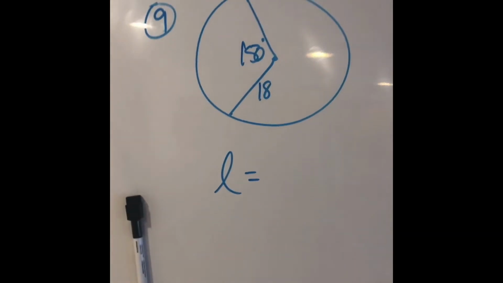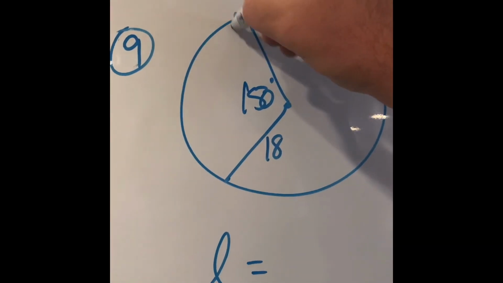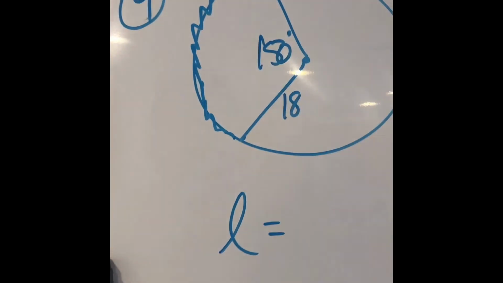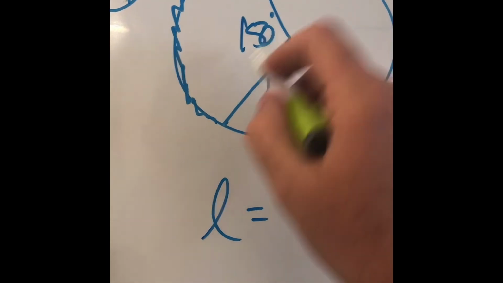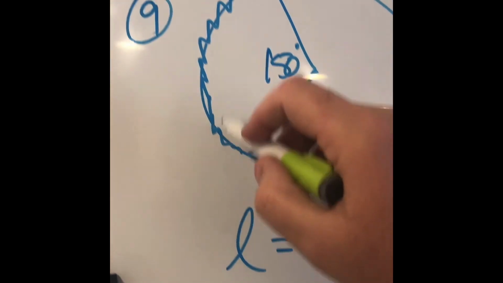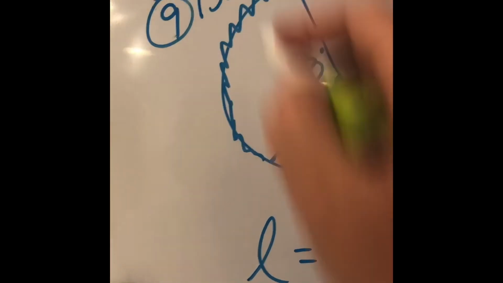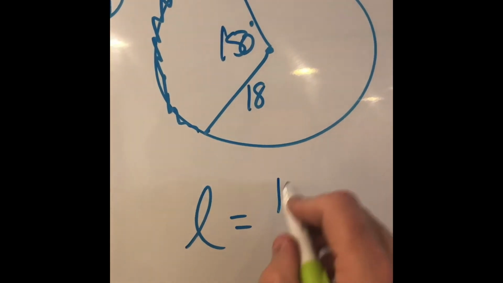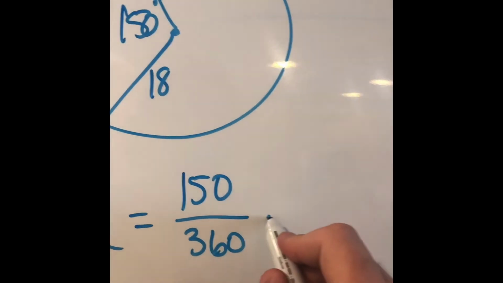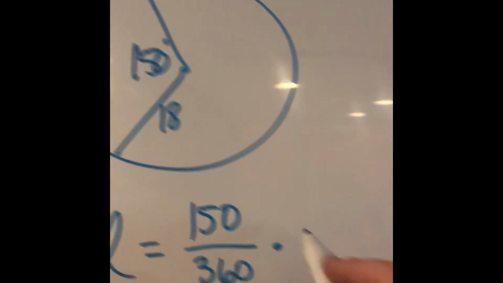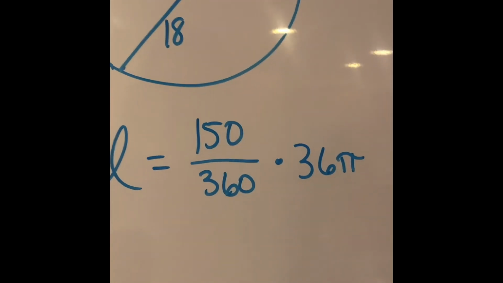Okay, number 9, we have another arc length problem, okay? So we want to find the measure of this arc right here, okay? So to find the measure of the arc, remember the arc measure in terms of degrees equals the measure of the central angle. So this is still also 150 degrees. So that's going to be 150 over the entire circle, which is 360, times, since the radius is 18, that's going to give me a circumference of 36 pi, okay?